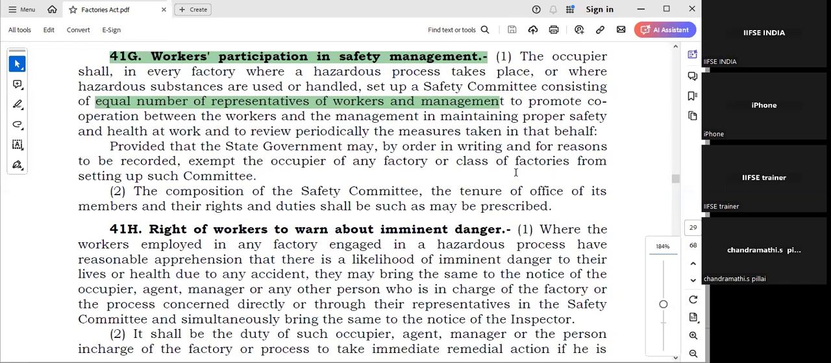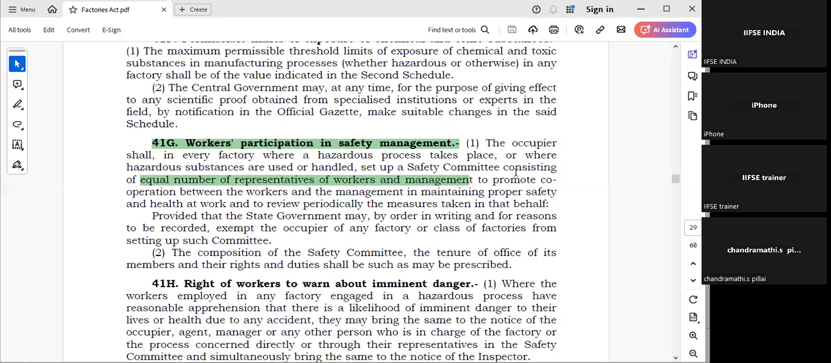So for the safety committee legal requirement, if somebody asks under which section you are asking me to set up a safety committee, we can immediately give this section reference, under chapter 4A, section 41G of the Factories Act 1948. There is a section called workers' participation in safety management. That specific section asks to form a safety committee or meeting committee.